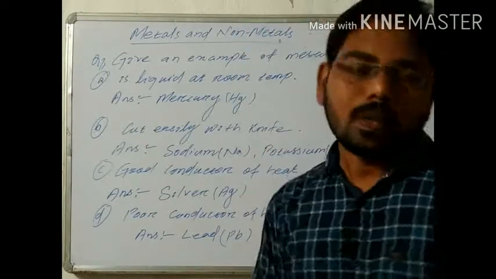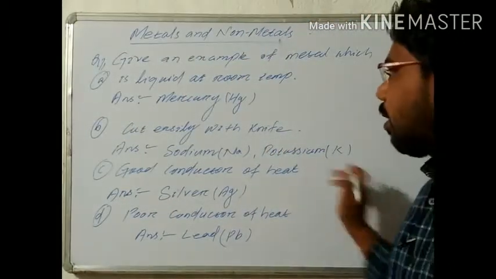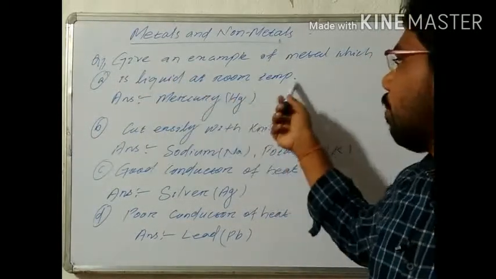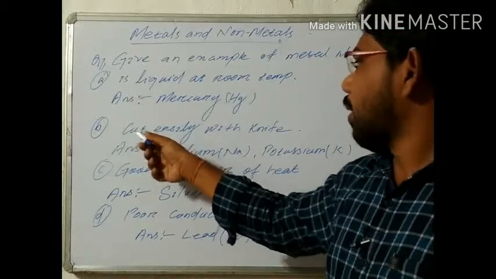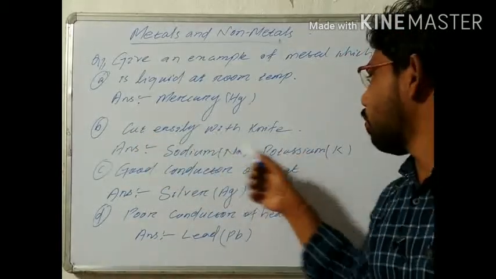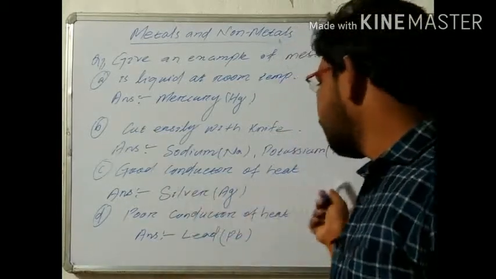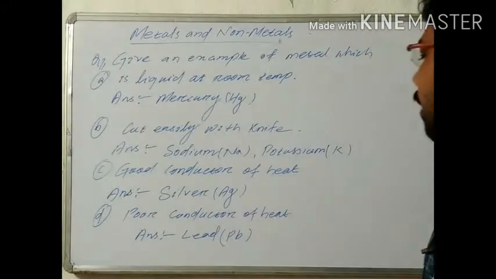So these are mostly short type questions. First one, a metal that is liquid at room temperature, that is mercury. The second one, a metal cut easily with a knife, that is sodium and potassium. The third one, a metal that is a good conductor of heat, that is silver. And the metal which is a poor conductor of heat, that is lead.